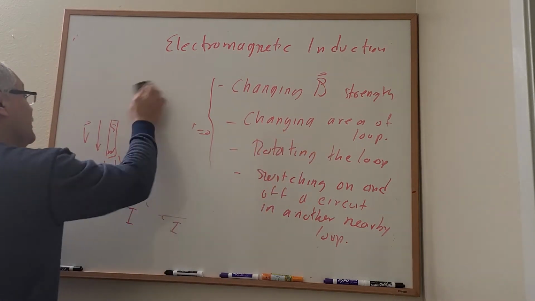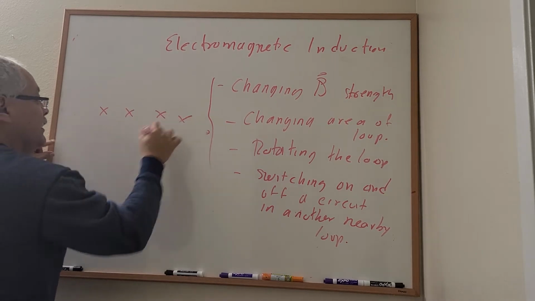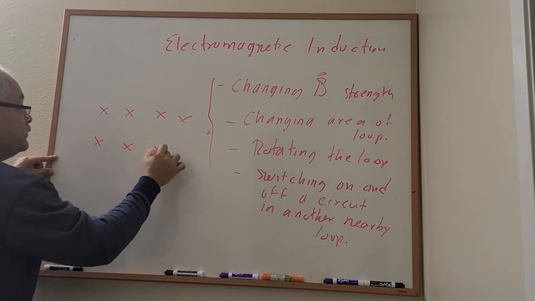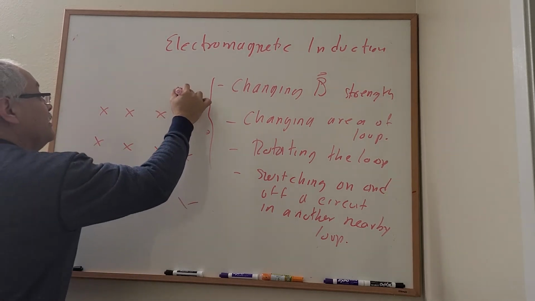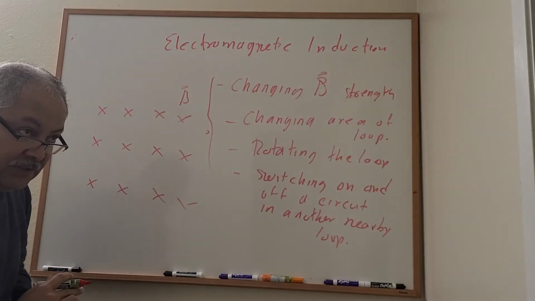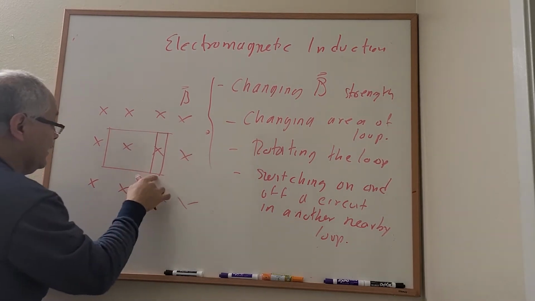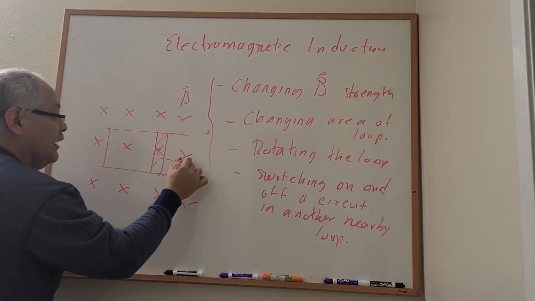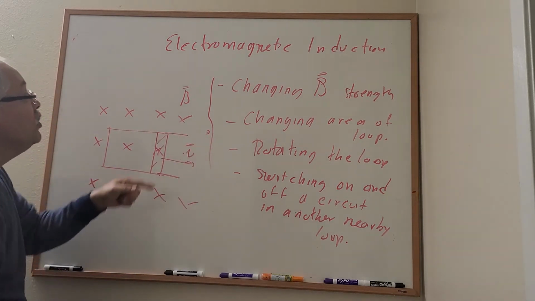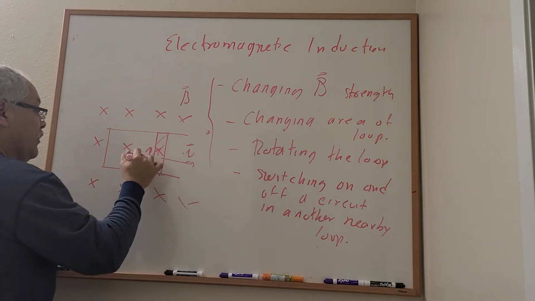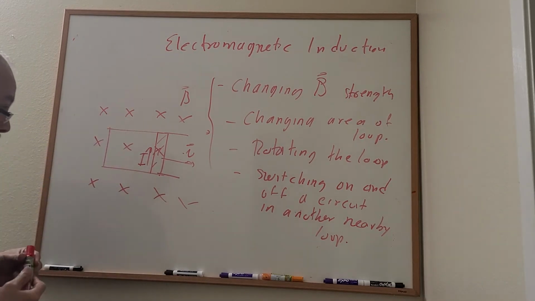Now let's go to the next concept, changing the area of the loop. Imagine that we have a constant magnetic field going into the page, into the whiteboard. And imagine we have a conductor here, and we have another conductor that touches this one, but it's light, and it has some velocity v. When that happens, we're increasing the area. If we increase the area, of course, we are inducing a current. So we induce a current into the circuit. I'll explain later what is happening.